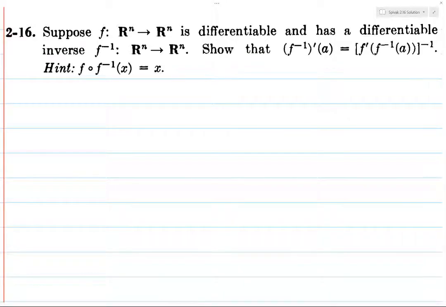And so to prove this, we must prove that, let's see here. So we need this f inverse prime of a to be the inverse of the matrix on the right. So what that means is that if you take the thing on the right, remove the inverse, and multiply it by the thing on the left, you get the identity matrix.